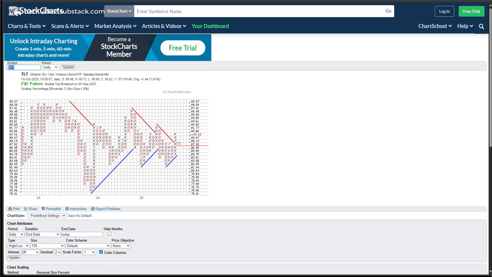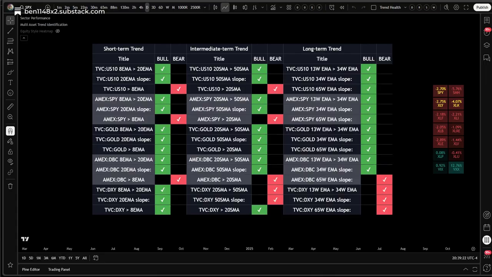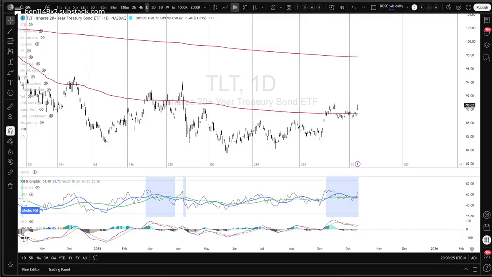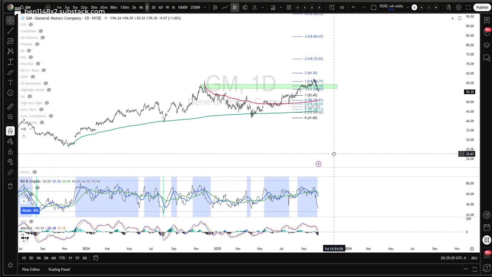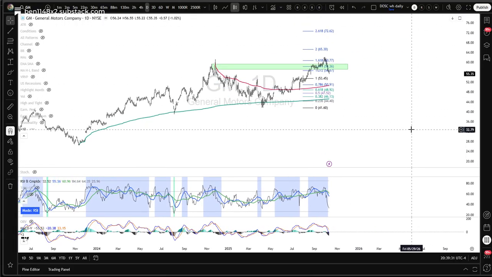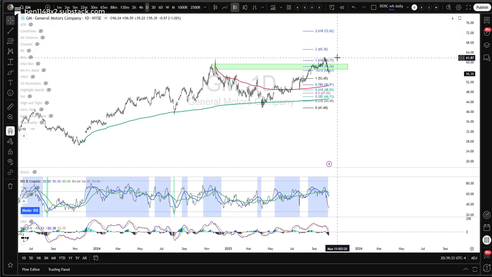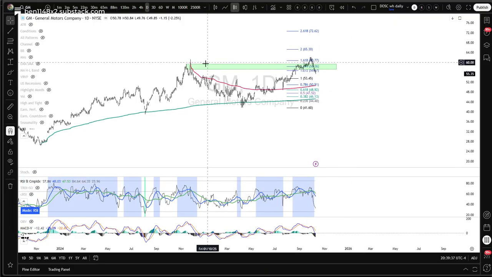Now, let's take a look at an individual name that stood out as concerning to me on the weekly chart, General Motors. So GM. So what I say a lot is, a failed bullish pattern is a strong bearish pattern. So we got to the top of a base, and this move failed.